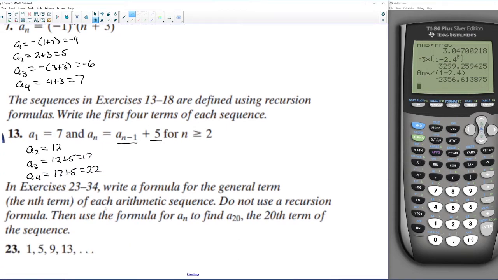In exercises 23 to 34, write a formula for the general term, the nth term of each arithmetic sequence. Do not use a recursion formula. Then use the formula for a sub n to find a sub 20, the 20th term of the sequence.